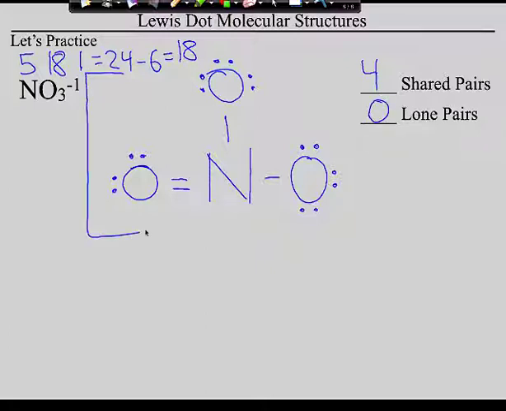Now guys, the last thing that you need to know is this. When you draw the Lewis dot structure for ions, you've got to put them in brackets and add the charge. So that's what the Lewis dot structure would look like. Are you guys doing okay with shared and lone pairs? Is that okay? Please ask questions if it's not.